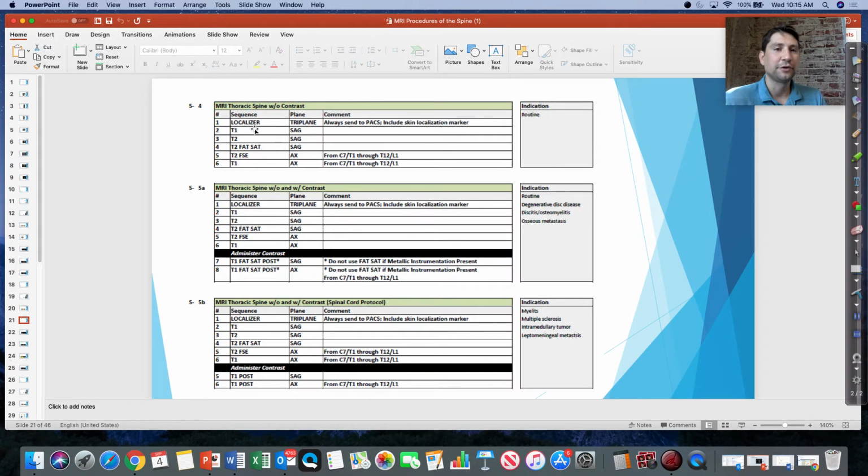You can see the MRI protocols, with and without contrast, and then the spinal cord protocol. A lot of the pathology we've talked about before, discitis and osteomyelitis, is done with contrast. Compression fractures are typically just going to be routine. And if they're looking at the spinal cord, it's really looking for those MS lesions within the spinal cord or any type of meningioma near the spinal cord.